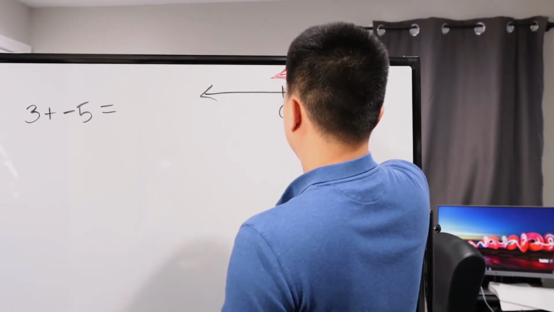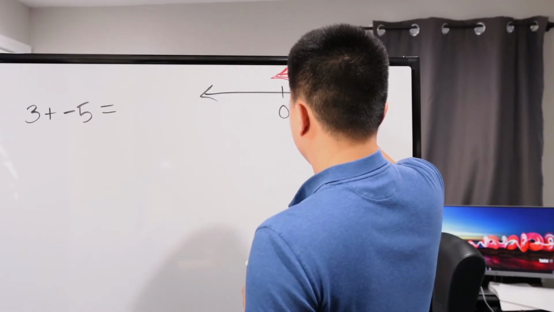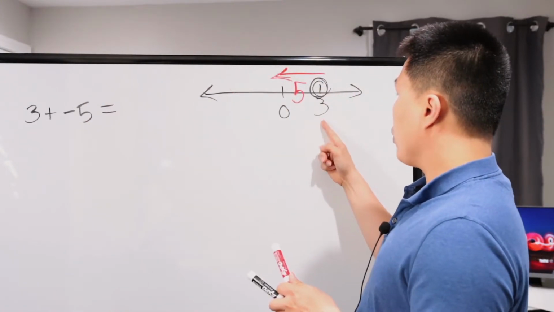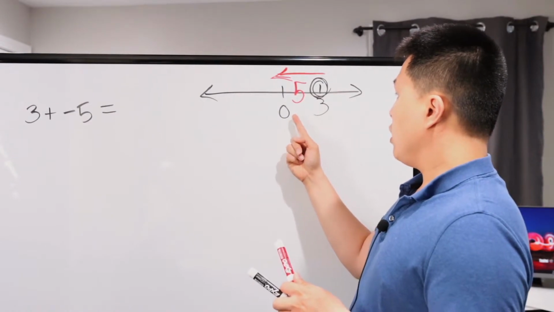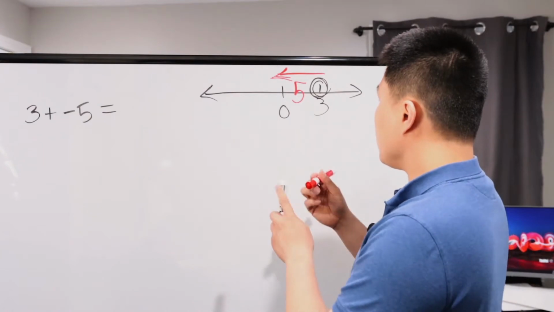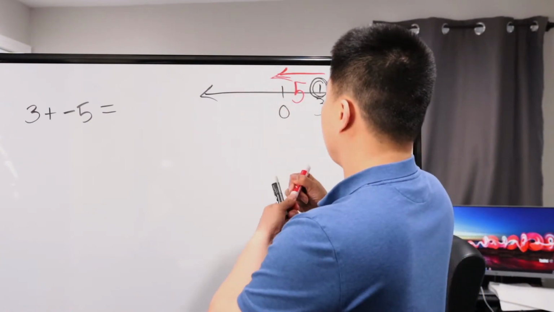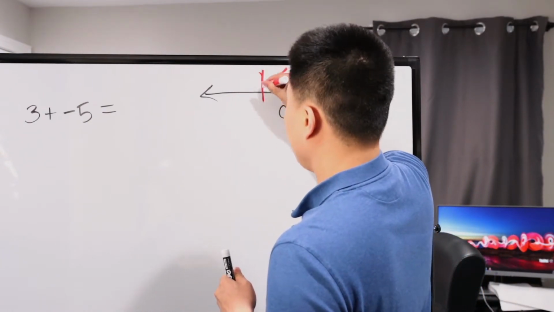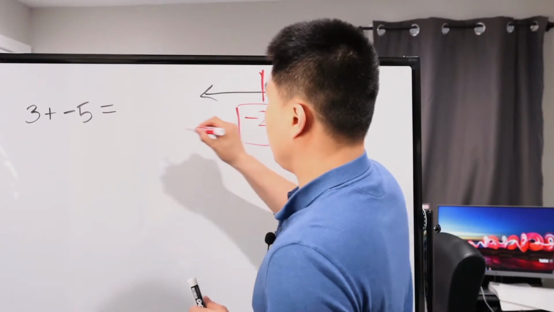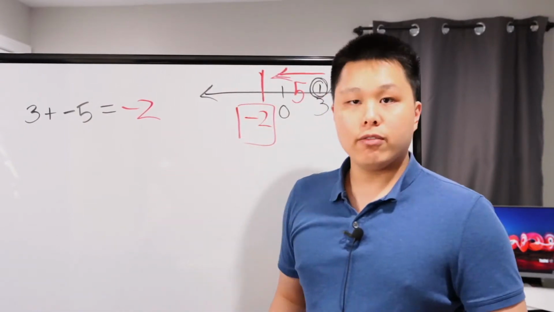Right here, hopefully you guys can see that, 5 times. Okay, we're going to go this way 5 times. So from 3, we're going to go back 1, 2, 3, and now we're at 0, and then 2 more times, 1, 2. So in this case, after going back 5 times, which is right here, hopefully, that will be around negative 2. So our answer in this case is negative 2.